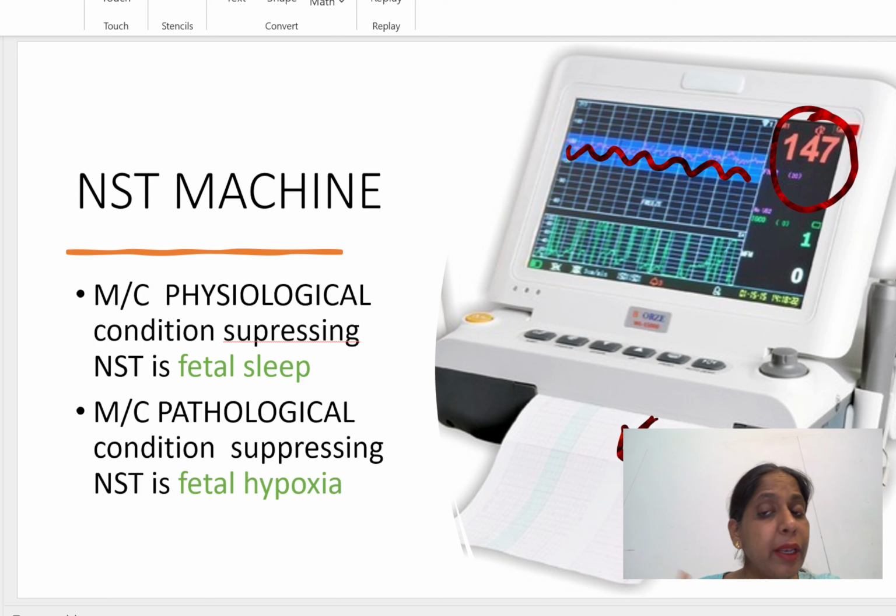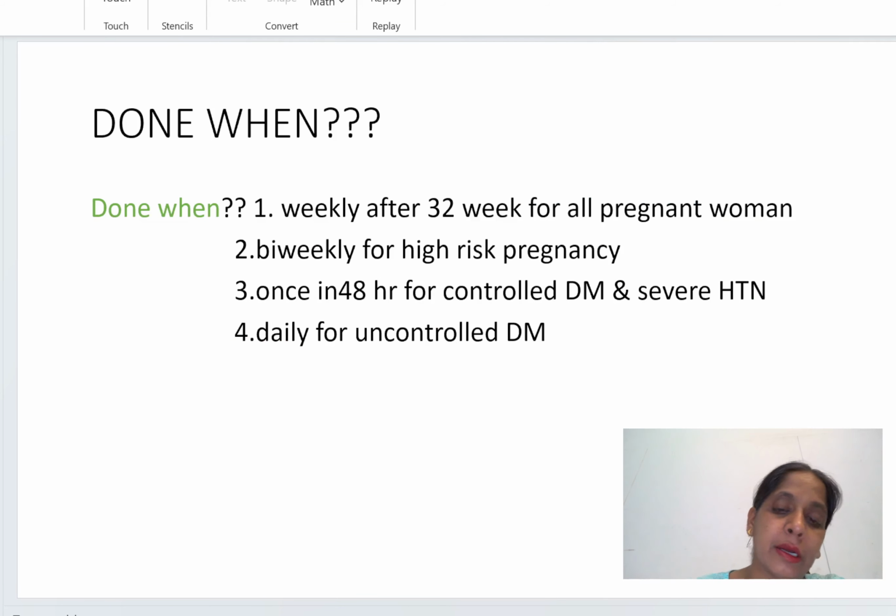Now we will learn how to arouse the fetus and awake that sleeping fetus. That is all we are going to learn. First, let's study when the NST is done. NST is done in every female weekly after 32 weeks. We were doing the Cardiff count also weekly, and NST is also done weekly in every female after 32 weeks.